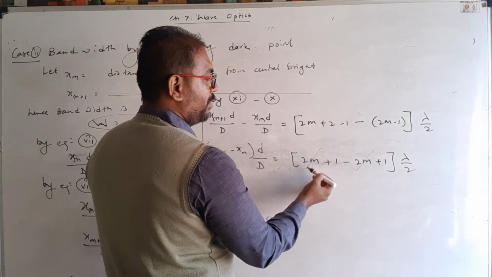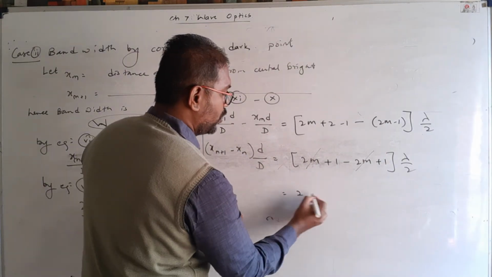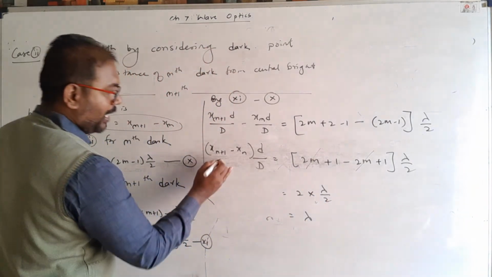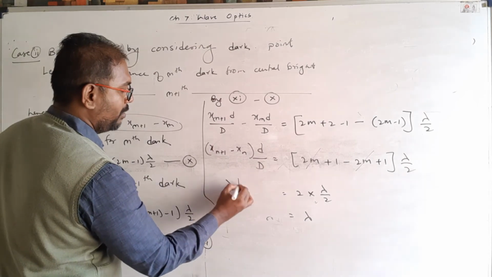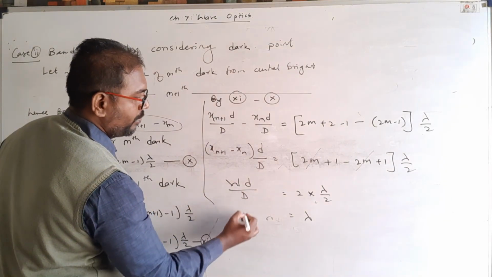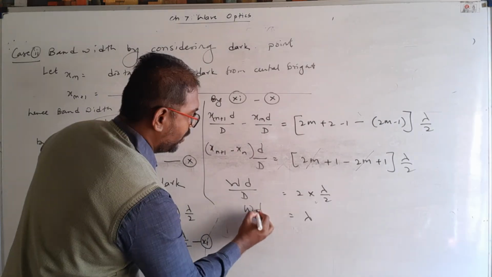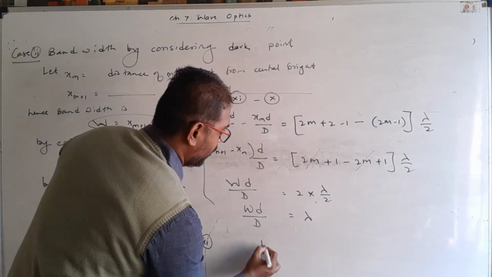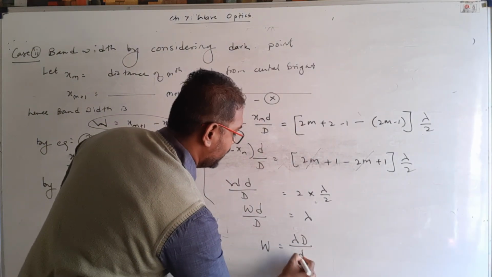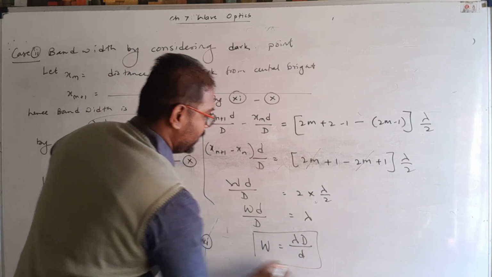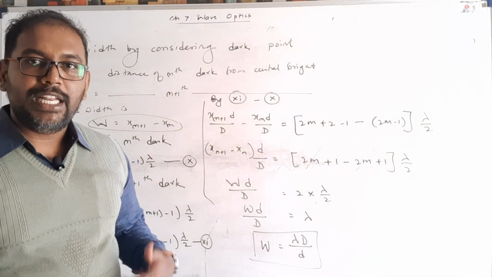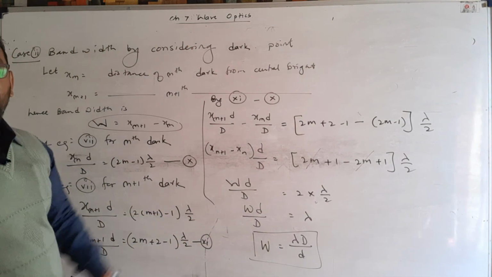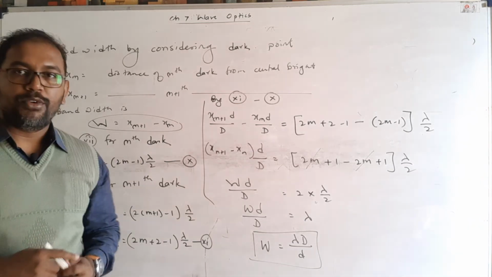So minus 2m plus 2m get cancelled, 1 plus 1 is 2. So 2 into this lambda by 2 again get cancelled, only lambda. And this is what? Bandwidth. So W d by D, we get this formula, W d by D is equal to lambda. So by using that we can write the formula of bandwidth: W is equal to lambda D by d. So this is the expression for bandwidth. By considering bright points we get the same formula, and by considering dark points also we get the same formula for bandwidth. I hope you understood this.